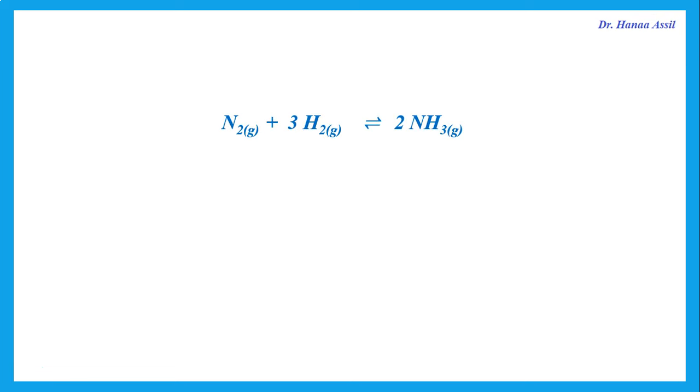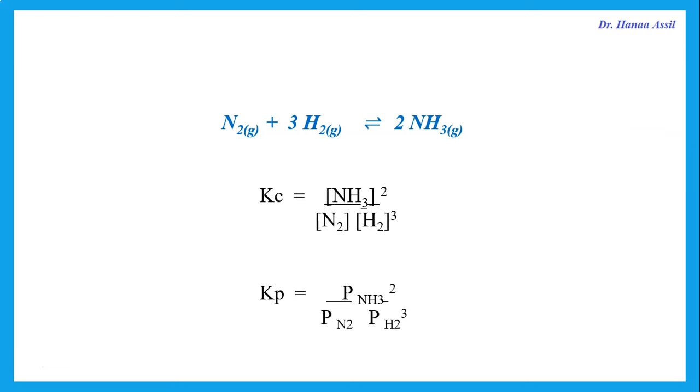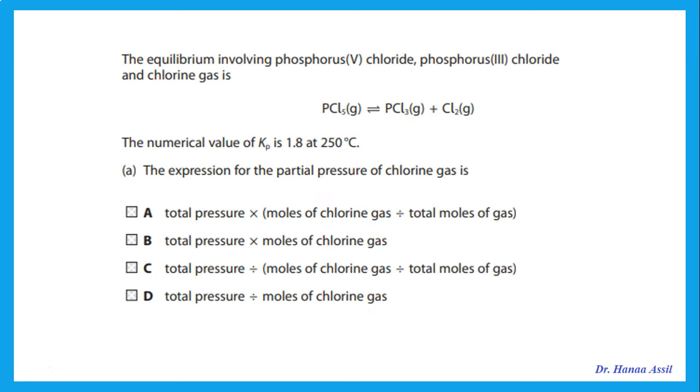So if we're talking about this Haber process, nitrogen plus hydrogen to give ammonia, if we're required to write Kc, the expression for Kc is concentration of ammonia raised to the power 2, remember we raise to the power of the coefficients, divided by concentration of nitrogen to the power 1 and hydrogen to the power 3. If we're talking about Kp, then it is just the partial pressures. So partial pressure of ammonia to the power 2 over partial pressure of nitrogen to the power 1 and partial pressure of hydrogen to the power 3.